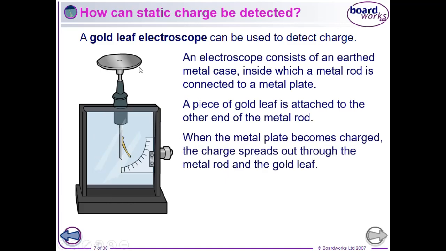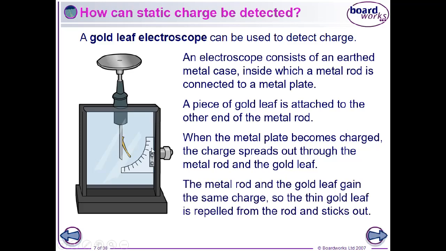So if the metal plate becomes charged, let's say it gains electrons, for example, a negative charge, this will flow down the rod and into the gold leaf. At the bottom here, we'll get negative charge in the rod, and negative charge on the gold leaf because it conducts as well. So the two will repel each other, and the gold leaf will start to stand up. We can measure the amount of charge building up on the scale here. The more it stands up, the more charge is building up.